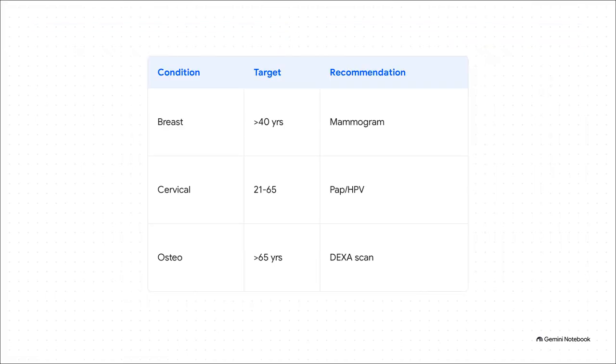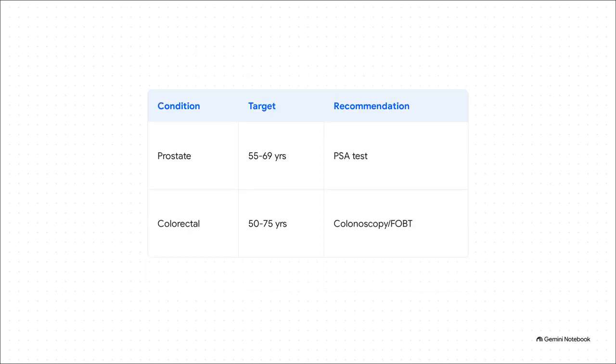When we look at the USPSTF and specialty guidelines for women, the documentation has to go way beyond just jotting down that a mammogram or a DEXA bone density scan was ordered. It also has to capture if the patient actually refused a recommended screening and what education the provider gave them regarding that refusal. Similarly, for men and universal screenings, the clinical documentation really needs to reflect nuanced conversations.